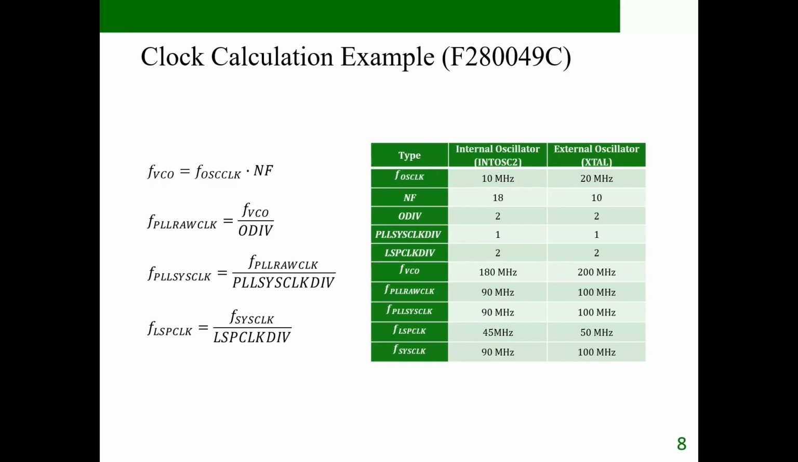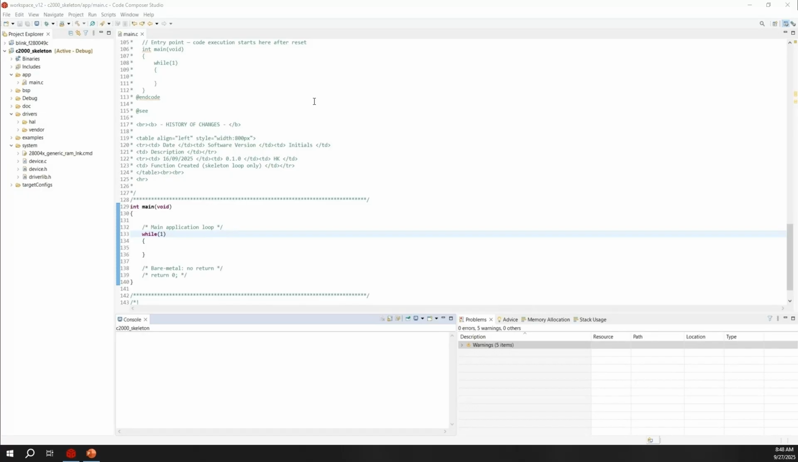Let's now switch to the practical part. In the previous theory part, we learned how the clocking system works on the C2000. Now we will move to hands-on practice using the F280049C LaunchPad board. In our last practical session, we prepared the base C2000 Code Composer Studio project skeleton.